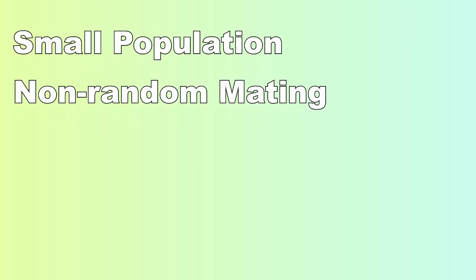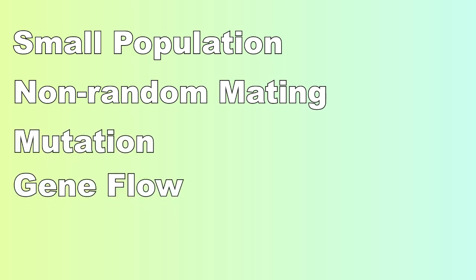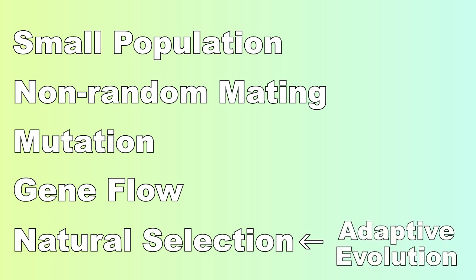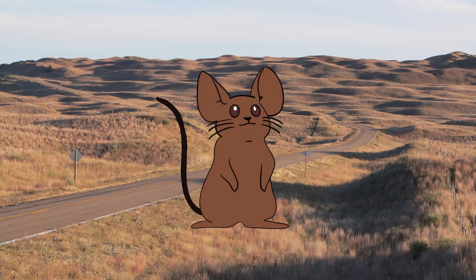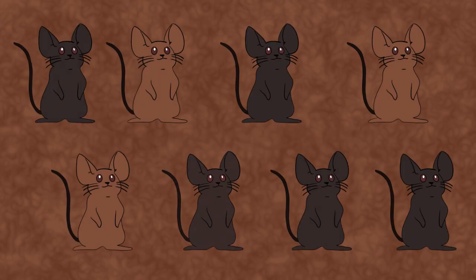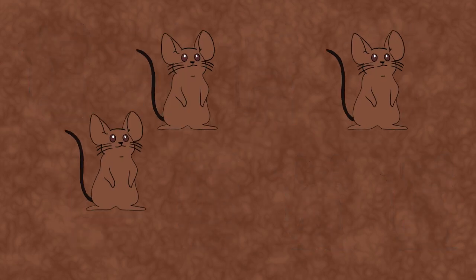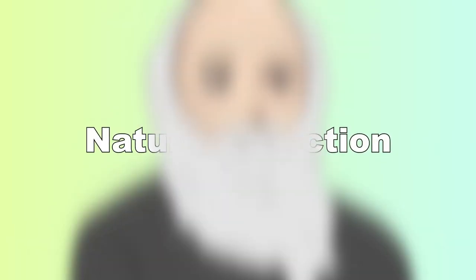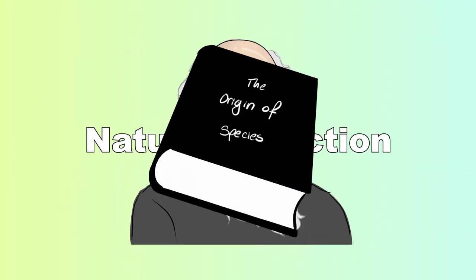There are 5 processes that result in microevolution: small population, non-random mating, mutation, gene flow, and natural selection. This last one is the only form of adaptive evolution, which means it's the only process that creates species better adapted to their environments. In simple terms, natural selection is a process where the most capable organisms are selected. They survive and thrive in the environment, reproduce, and pass on their characteristics to the next generation. This theory was made by our famous Charles Darwin and presented in The Origin of Species.